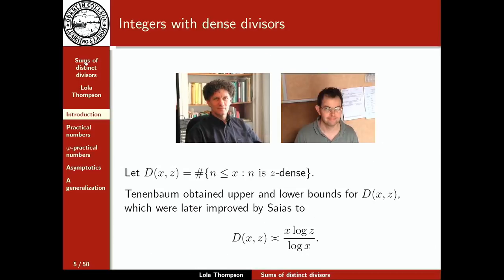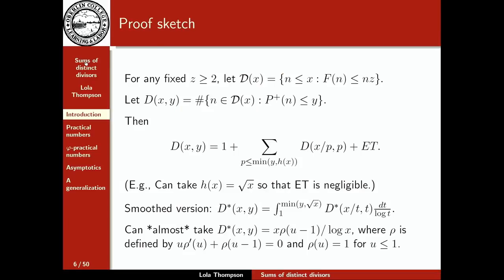Okay, so one question that Tenenbaum was interested in when doing this work was trying to get upper and lower bounds for the count of integers n up to x for which n is z-dense. And so he got some upper and lower bounds, and then they were improved upon by Saias, who ultimately showed that the order of magnitude of this counting function is x times log of z over log of x. And so I'll tell you just a little bit about how Saias and Tenenbaum approached this problem.